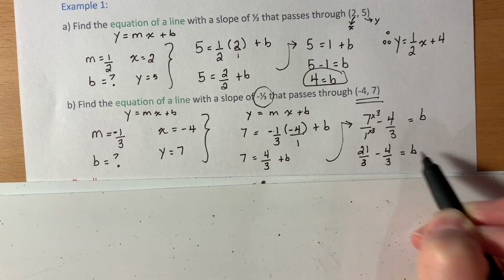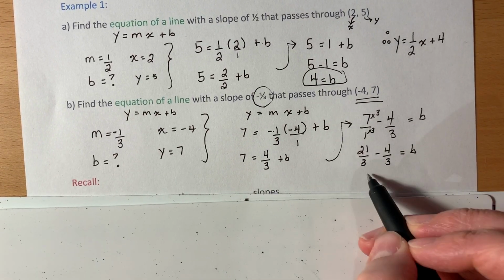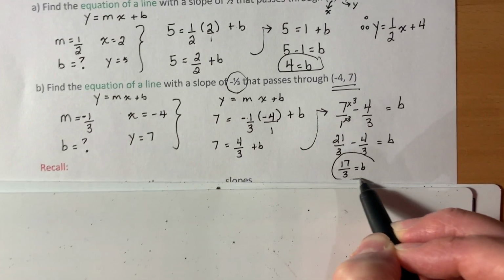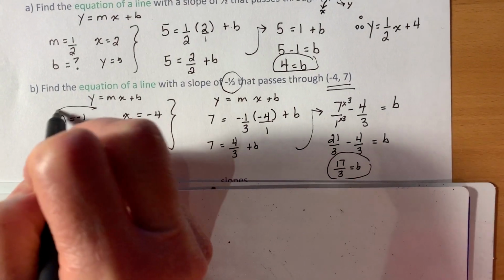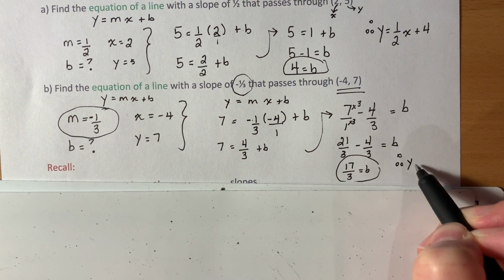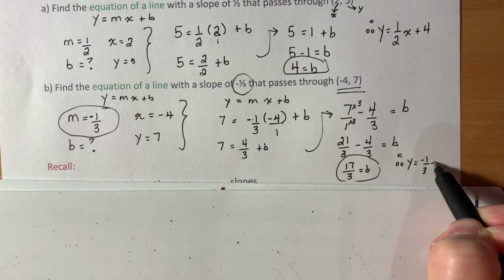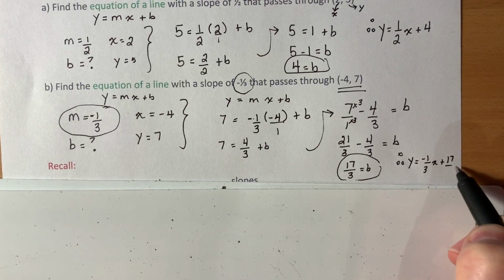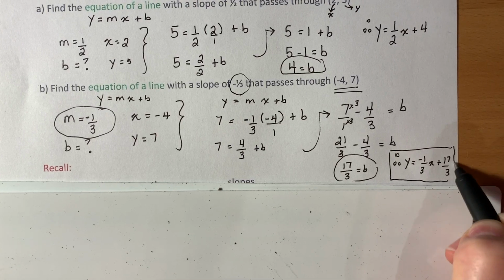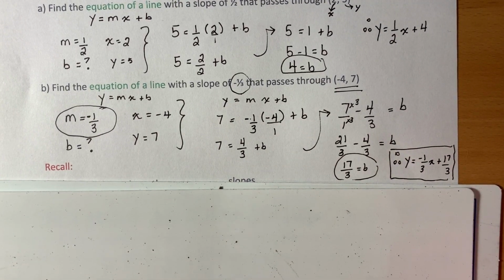Okay, I subtract that, and I get 17 over 3 is my b value. Then you write your equation again. M and b goes back in there. Again, if I try to rely too much on my diagram here, I probably would not get an accurate value for b. So that's why you do it algebraically.